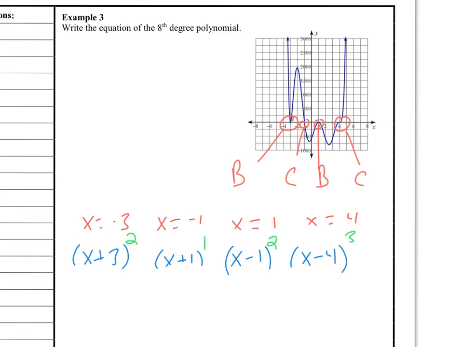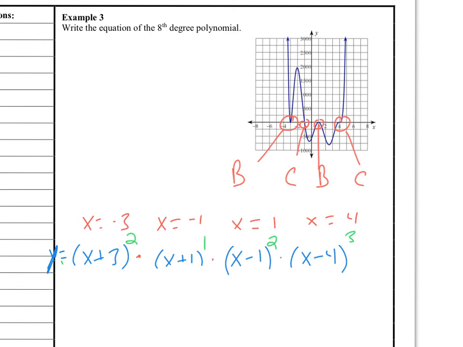And that is my equation. So y equals (x plus 3) squared, (x plus 1), (x minus 1) squared times (x minus 4). Now, you could have a little dot in between here if you wanted, but writing these next to each other anyways means multiply, so we're good to go.